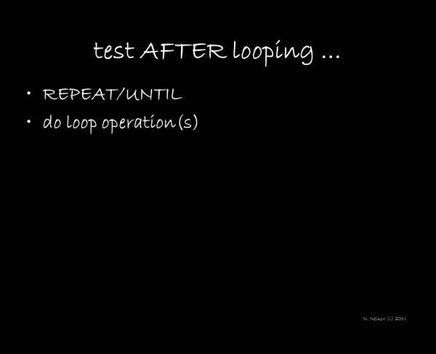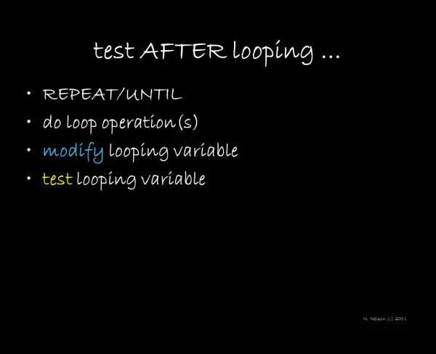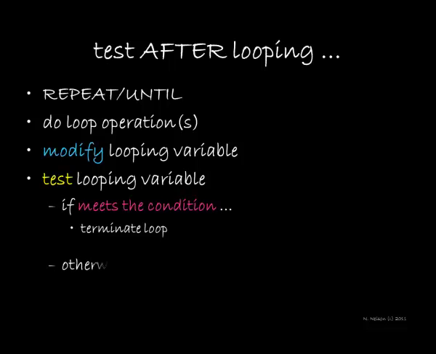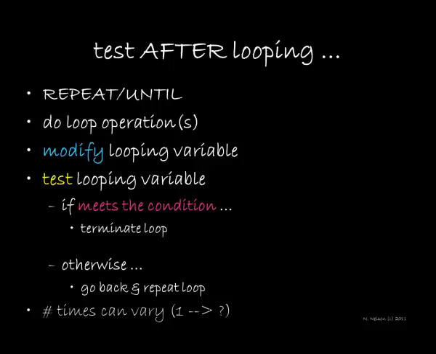There are many times when you want the loop to execute at least once before you test for the terminating condition. If this is the case, then you should use a repeat until loop. Operation of the loop is fairly straightforward. First, the operations are executed, including the modification of the looping variable. Then the looping variable is tested to see if it meets a certain condition. If the condition is met, the loop is terminated. If the condition is not met, it goes back and repeats the loop again. Because the test is done last, the operations in this block will always get done at least one time.